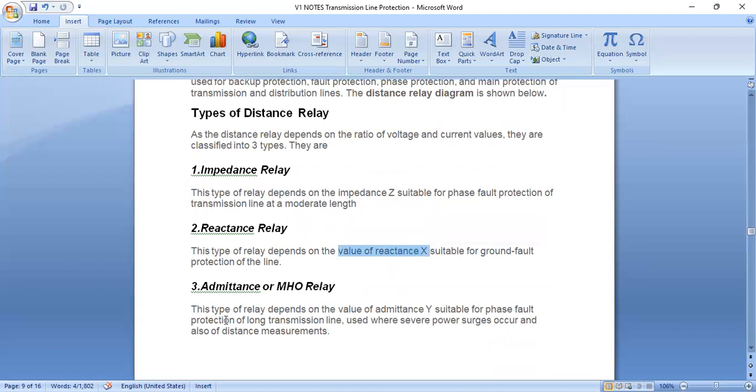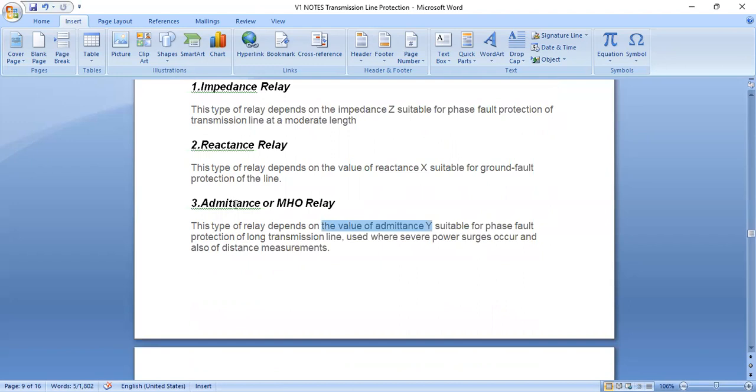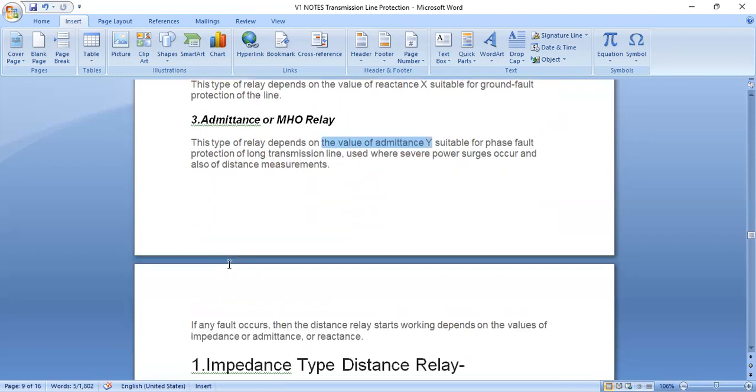The last one is the admittance relay. It depends upon the admittance value and is suitable for phase fault protection of the long transmission line. So here you see medium length, short length and long line length, and which relay we can use for the transmission line. The admittance relay is used where severe power surges occur, and also for distance measurement. These are the types of relay. Now we can see them one by one in detail.